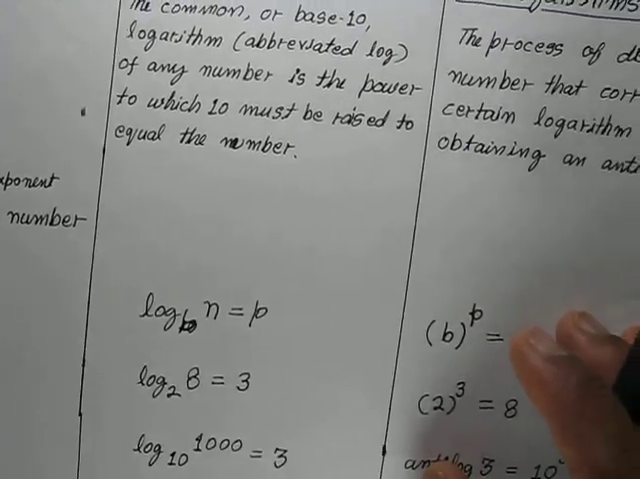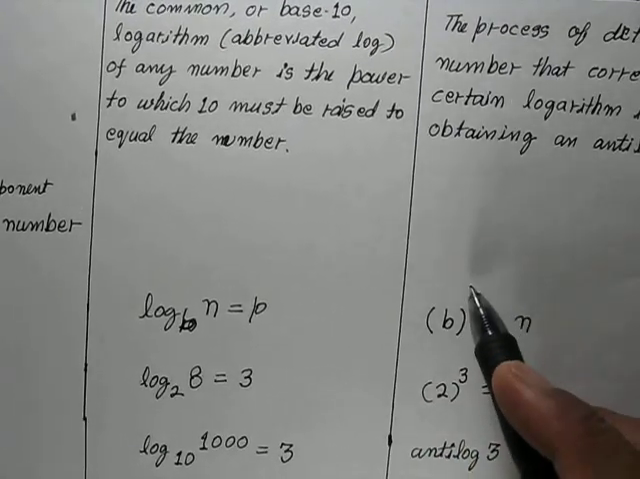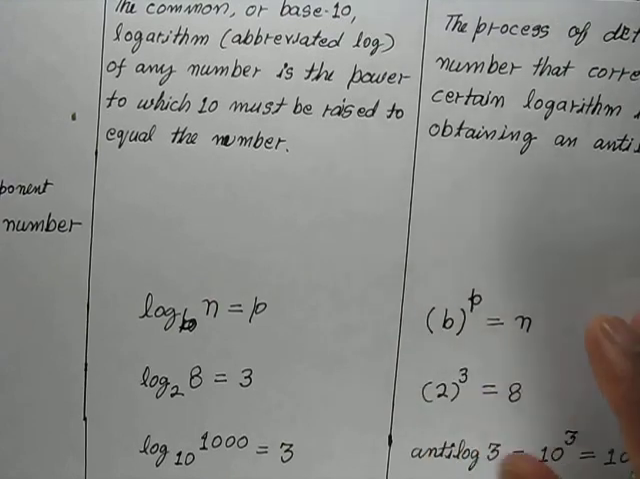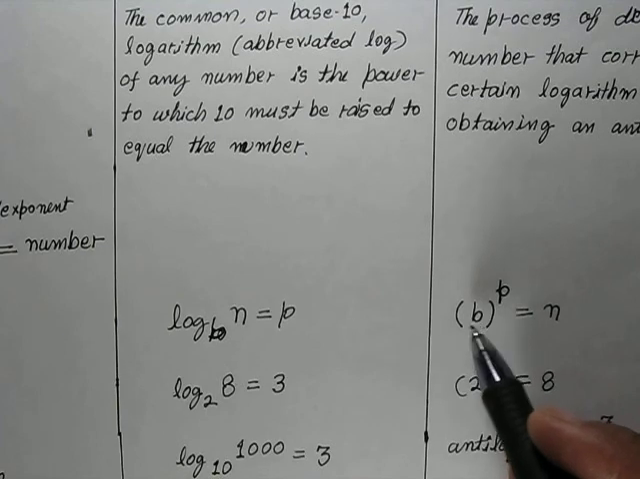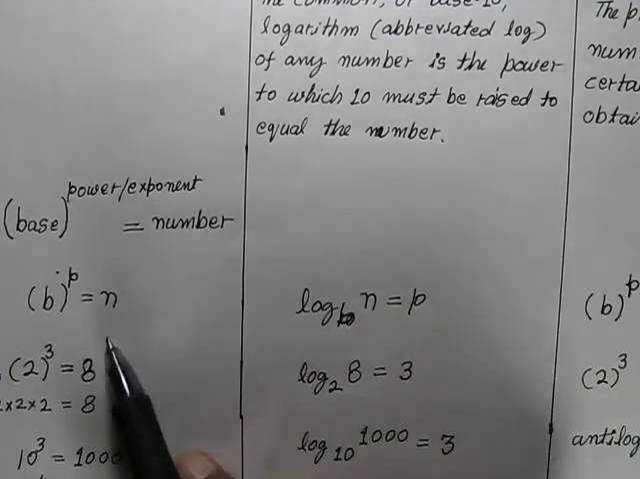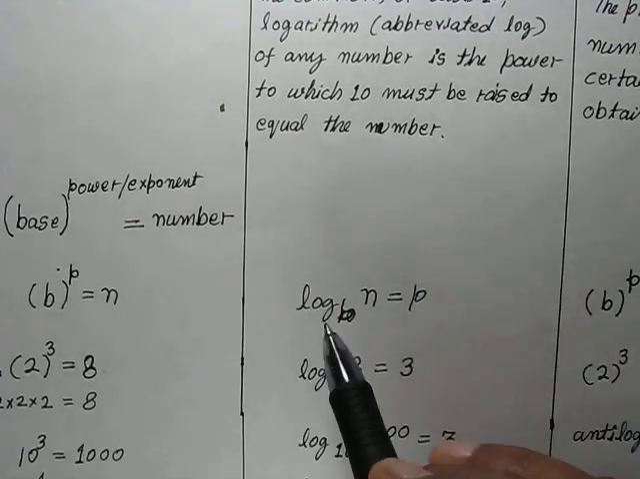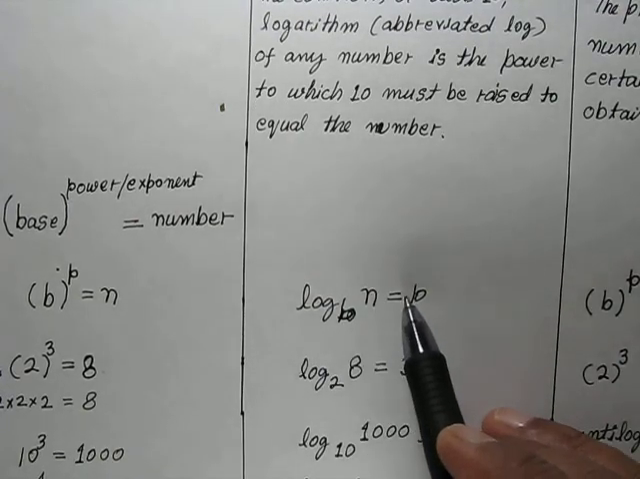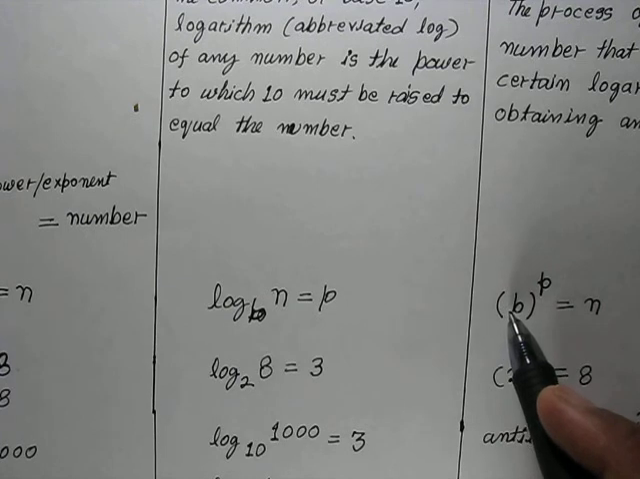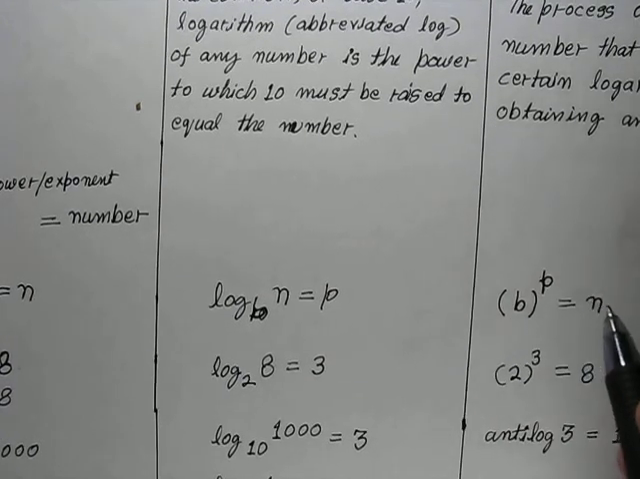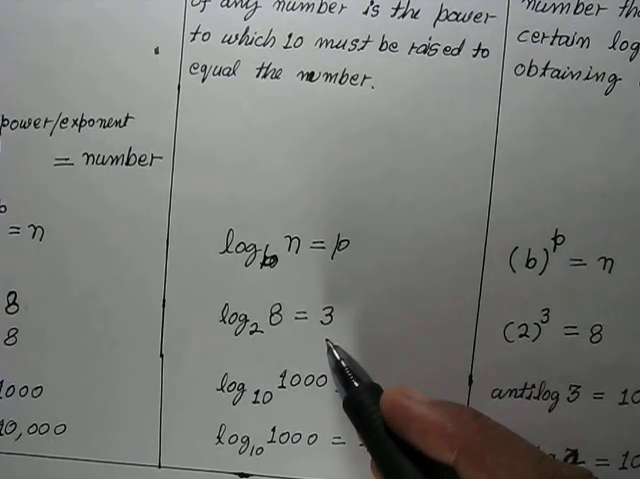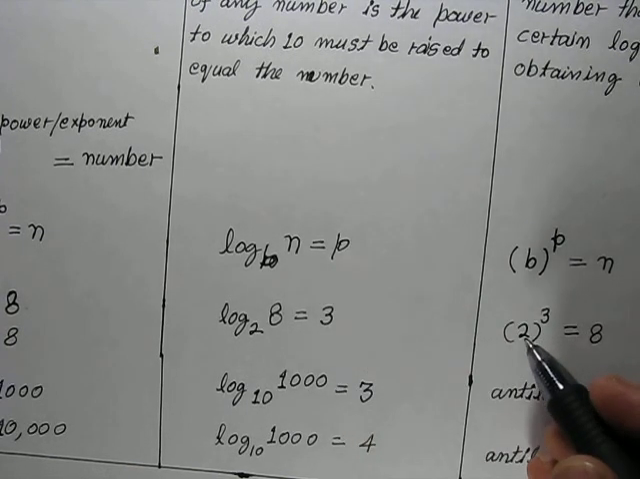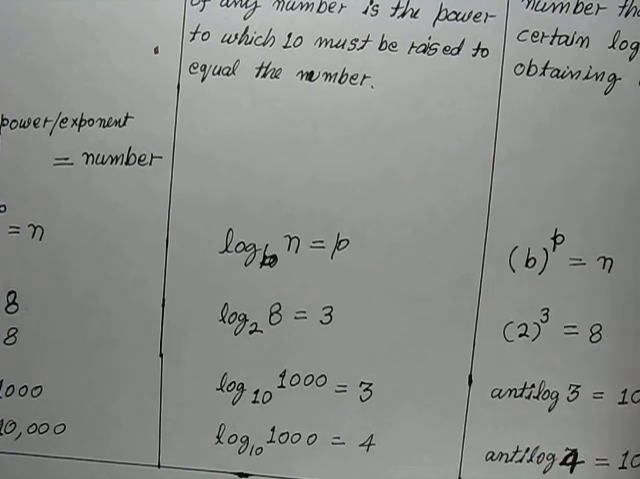And if we take the anti-log of this, anti-log and exponential form are the same, we are just converting back and forth. So here, with base, power and number, log base number equals power, and the anti-log of the power gives you the same number. If I take the anti-log of 3, basically we have to raise the base to the power 3 to get 8.